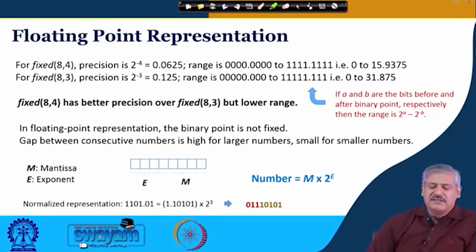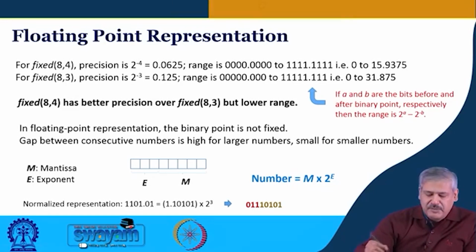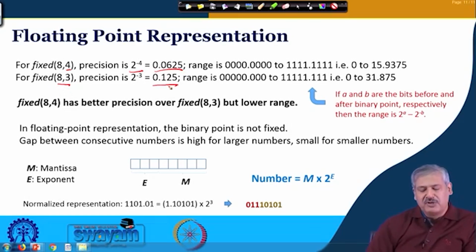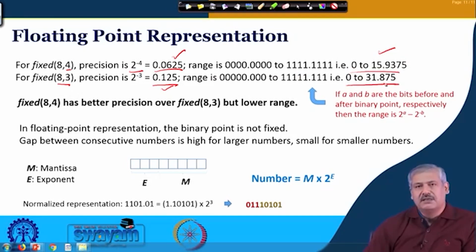The last point, just to conclude, there is another representation called floating point representation. What we had seen in fixed point representation, say 8 to 4, there are 4 digits after the binary point. So, the precision that is available is 2 to the power minus 4, that is 0.0625, and with 3 digits, the precision is 0.125. So, here the precision is better and here the precision is a bit less, but in doing that, the range over here is less compared to the range in the other case.